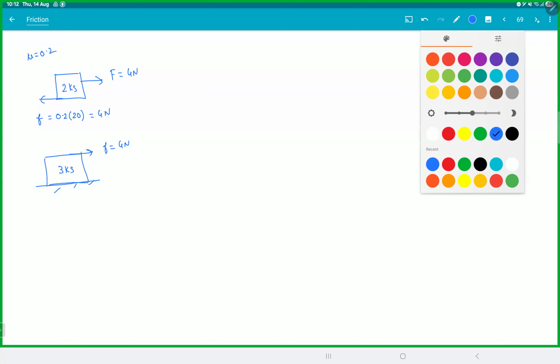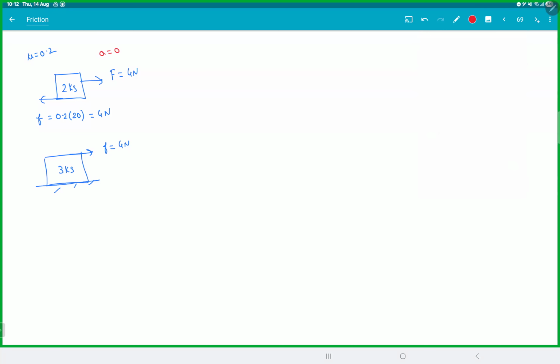Draw the FBD of the blocks. Standard process. 2 kg, F is equal to 4 newtons. This is friction. You said mu is 0.2, N is 20, so this is 0.2 into 20, which is 4 newtons. Take the 3 kg block. This is also F is equal to 4 newtons. There is no other horizontal force. So since this is 4 and 4, this acceleration is 0. This acceleration is 4 by 3.